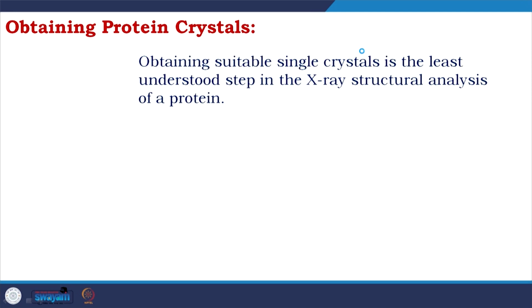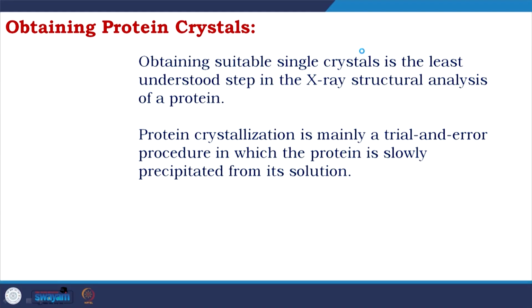Obtaining protein crystal. Obtaining a suitable single crystal is the least understood step in X-ray structural analysis of a protein. See, in the last class I told you in the history that this process has been continuing for more than 180 years. It is recorded for 180 years. So, the process of crystallization has been going on for a long time, but still now we do not understand the science behind it. Protein crystallization is merely a trial and error procedure in which the protein is slowly precipitated from its solution.